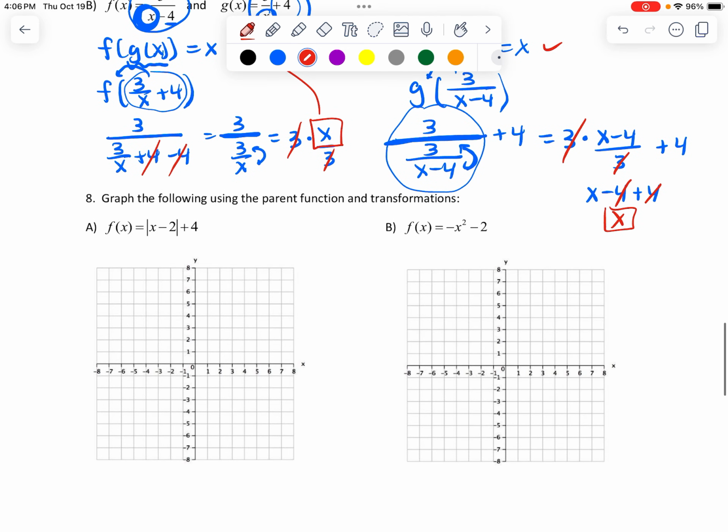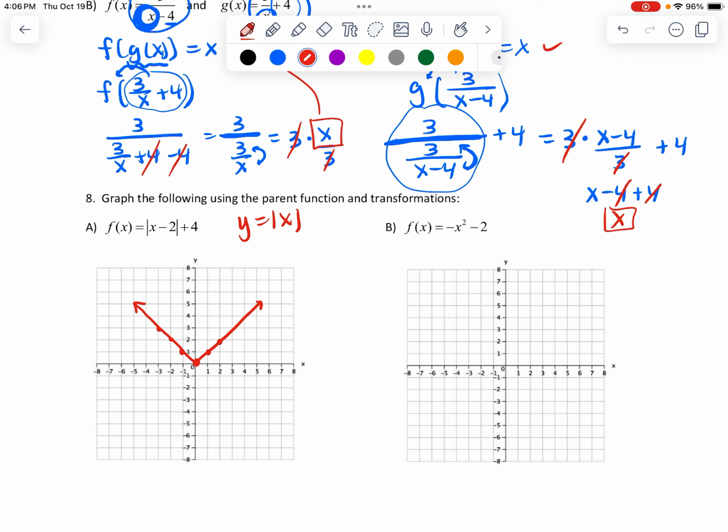So the parent function for A is y equals absolute value of x. Draw it on there, please. Okay, so absolute value of x starts with 0, 0, 1, 1, 2, 2, and it just goes up like that, right? And then it goes on the other side, negative 1, 1, negative 2, 2, et cetera, right? This is absolute value of x.